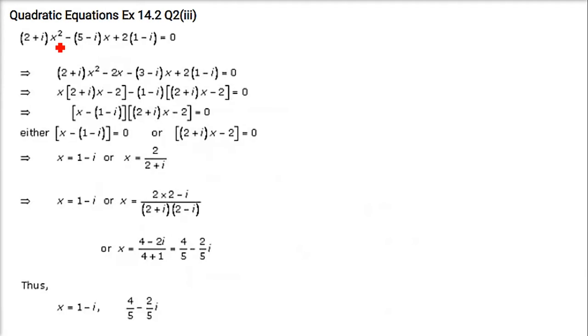Here you have this term, 2 plus I x square minus 5 minus ix plus 2 into 1 minus I. So now this 2 plus I x square, I'm writing this as minus 5x plus ix. Minus 5x, I am writing it as minus 2x minus 3x, right? And this is minus ix, so let it be minus ix plus 2 into 1 minus I.